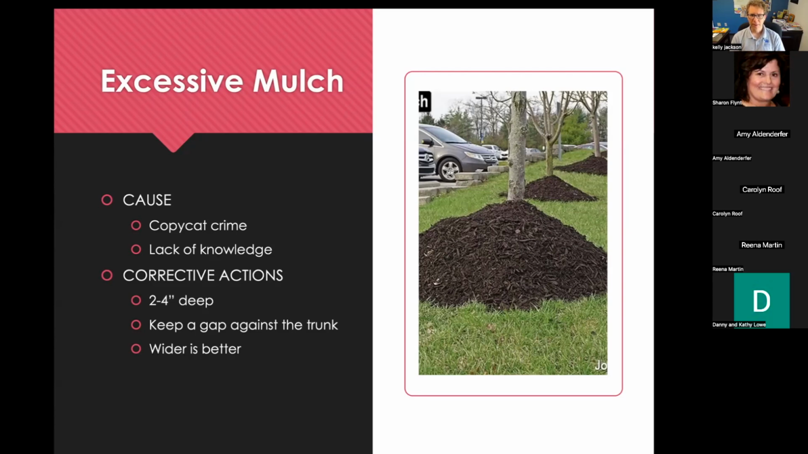Leaving this in place, the symptoms that you start to see, it might take a long time, but it's going to hold too much moisture to the trunk. So there could start to be some sort of decay against the trunk of the tree. And when it's this thick and it's a small tree, you're also going to be starting to suffocate some of those roots, and you'll see some decline in the canopy of the tree as well.